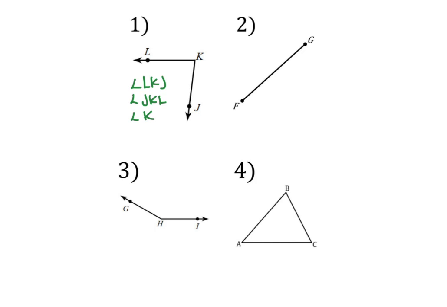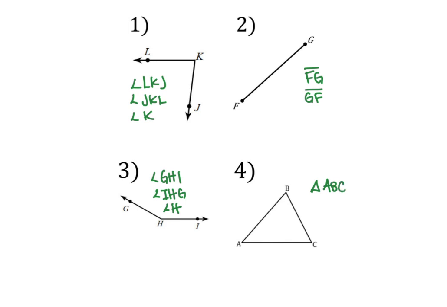Number 2 is a line segment. We would call it FG with a line on top, or you can also call it GF. 3 is an angle. So again, I'm going to use the angle symbol. We can call this GHI. We can call it IHG, and you can also call it angle H. Number 4 is a triangle. So we use a triangle symbol, and we call it triangle ABC.